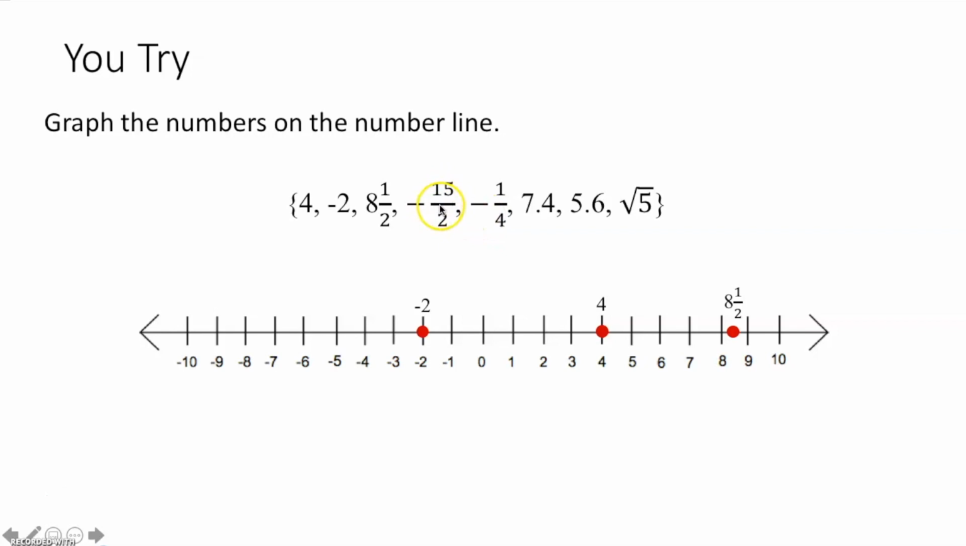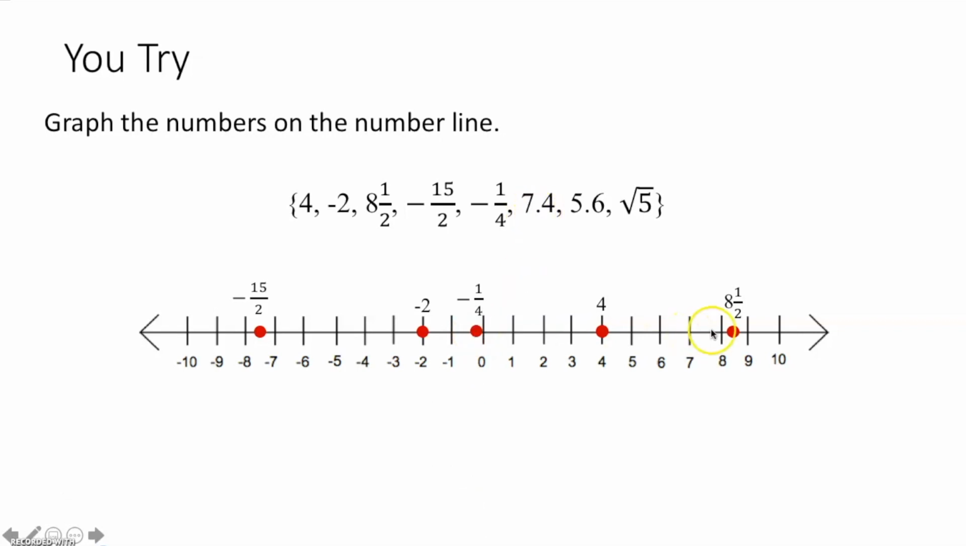-15/2, or -15/2. Now, what is that? If we were to divide that in our calculator, we get -7.5. So we go over to -7, and -7.5 is going to be halfway between -8 and -7. So we're going to put that point here. -1/4, that is going to be between 0 and -1. Again, that's going to be a fourth of the way from 0 to -1. So we're going to put that around here.